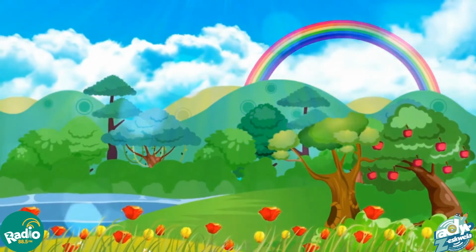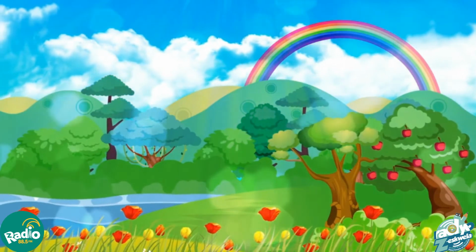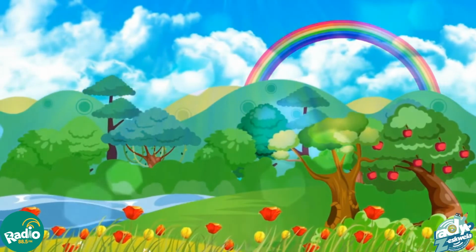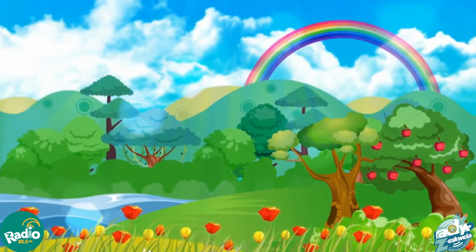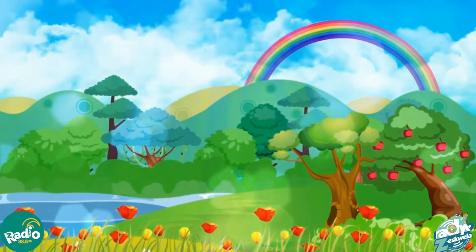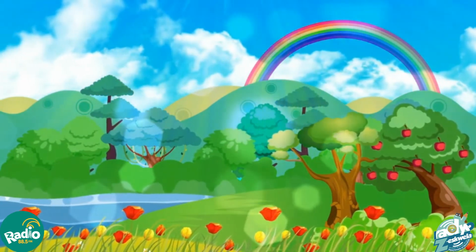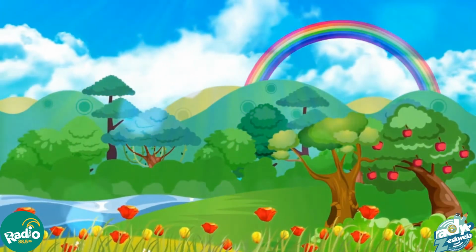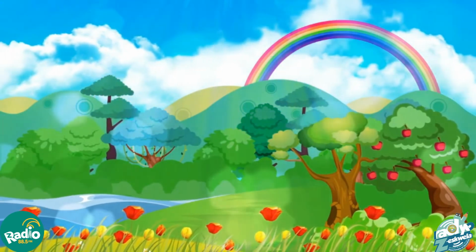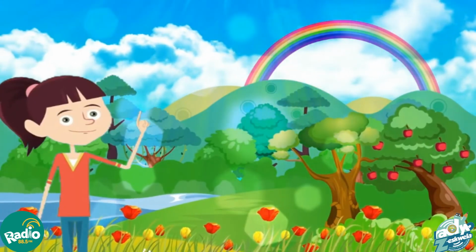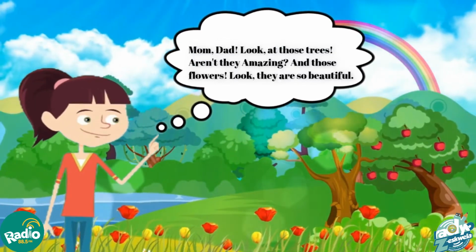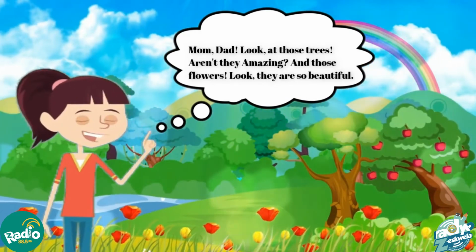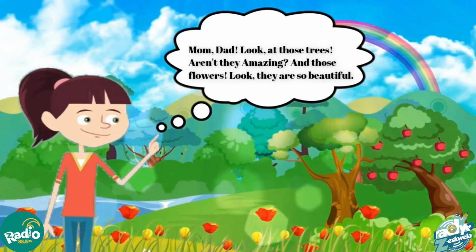Zyrene and her parents are spending their Christmas vacation in the province where her mother was born. Looking at the great view, Zyrene was amazed by the numbers of trees and flowers. Standing proudly at the side of the road, with curiosity, she asked her mom and dad, "Mom, Dad, look at those trees. Aren't they amazing? And those flowers. Look, they are so beautiful."